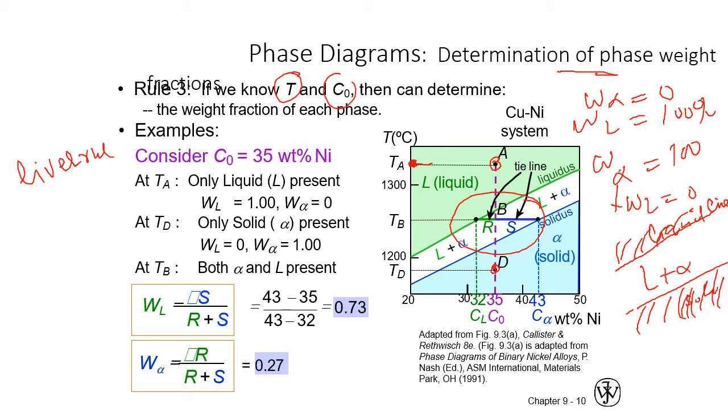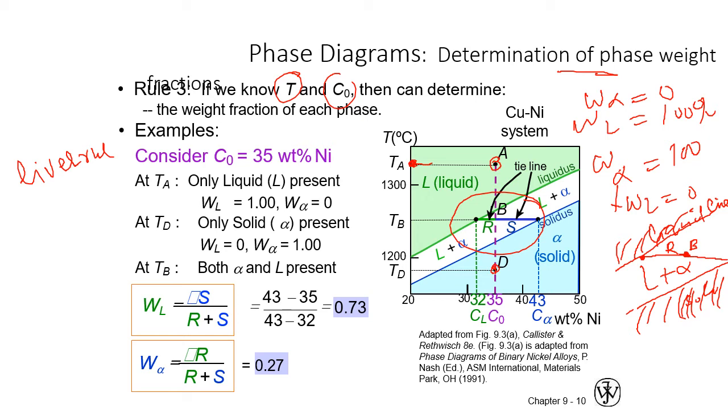So for example, if you end up at a point B, so this is my point B, you will draw a tie line. You will extend from point B up to the liquidus line, and you will call this distance R, right? And you will also extend this line to the alpha line.